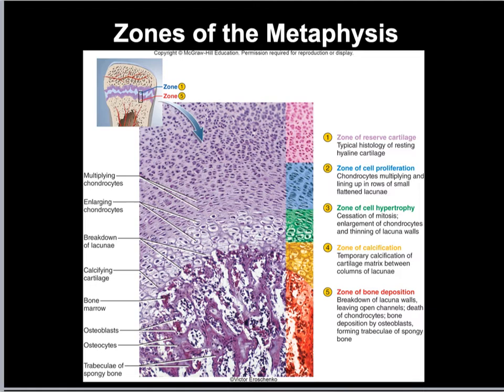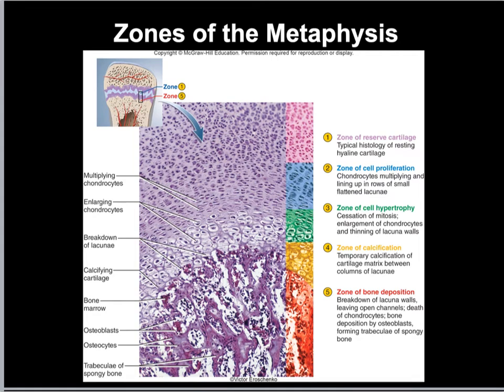So here we have a metaphysis, or basically an epiphyseal plate. They're kind of interchangeable terms depending upon the age of the person you're looking at. But what we're looking at is, so here's the epiphysis up here, here's the diaphysis down here, and we are looking at this cartilage area in between and how it's going to get bigger. So what you see here, this is pretty much cartilage.